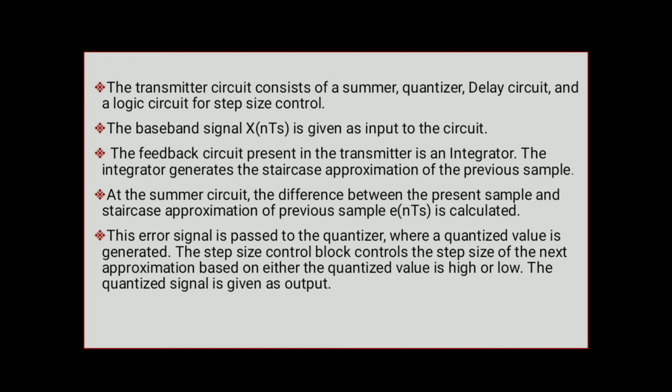At the summer circuit, the difference between the present sample and staircase approximation of previous sample is calculated. This error signal is passed to the quantizer where a quantized signal is generated. The step size control block controls the step size of the next approximation based on whether the quantized value is high or low. The quantized signal is given as output.